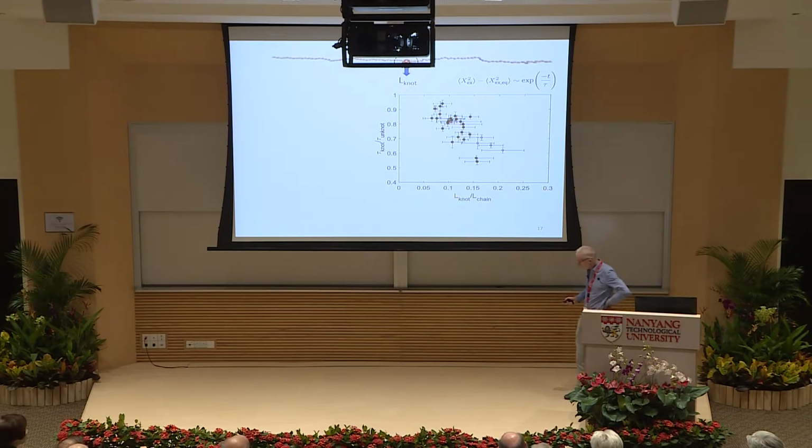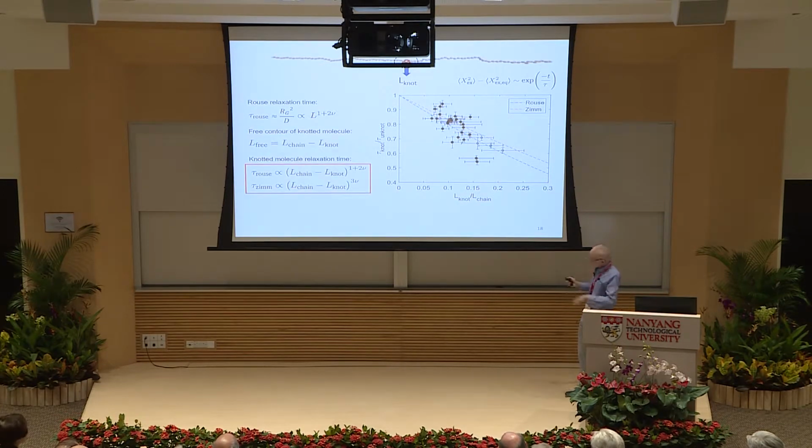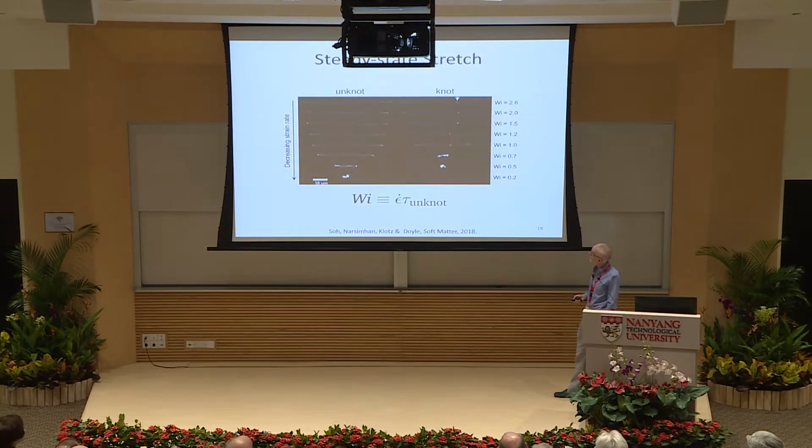A simple idea of what's happening is that you're freezing out degrees of freedom within the knot, and you're effectively making the chain a little bit shorter. If you buy that argument, you can go through some scaling arguments, and more or less, the data follow classic Flory scaling theories. So putting a knot changes relaxation times.